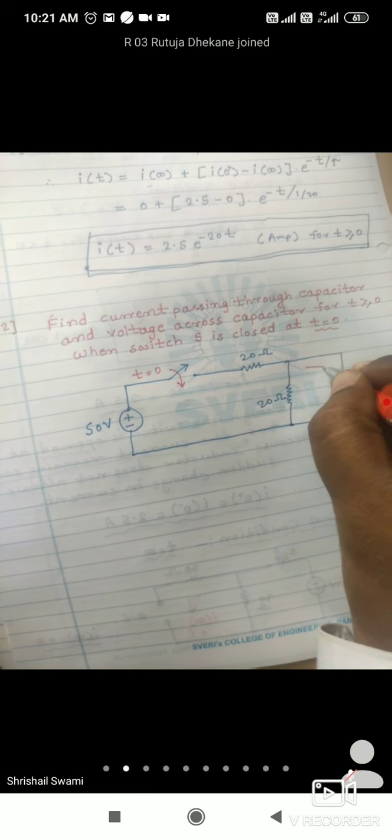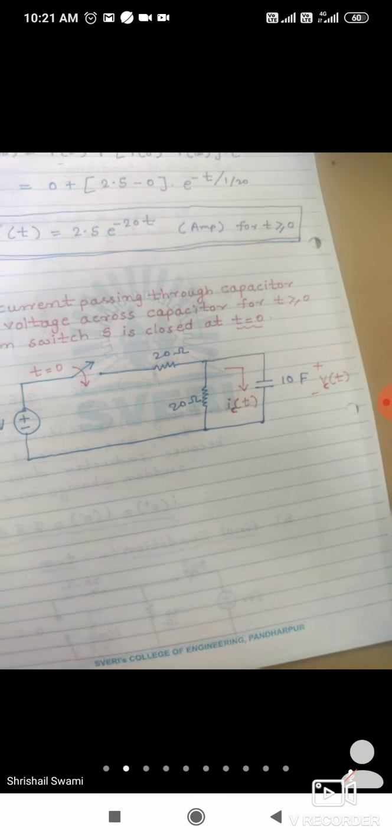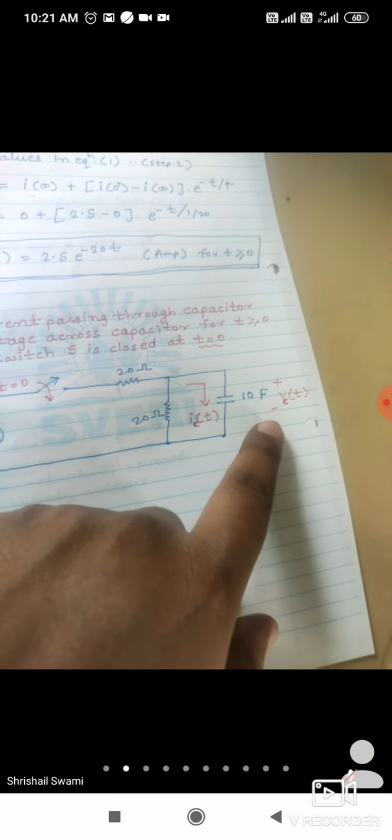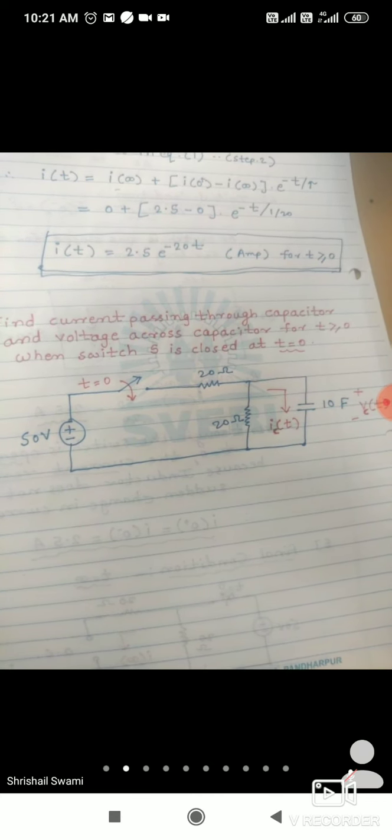And they are asking to find out this current I of t as well as the voltage across this, V of t. So V of t, that is the voltage across the capacitor, you need to find out, and the current passing through the capacitor you can find. I will give the names IC of t and VC of t, so that you can differentiate between these currents. The current and voltage are not marked, so you can mark them. So can you solve this problem as a homework?